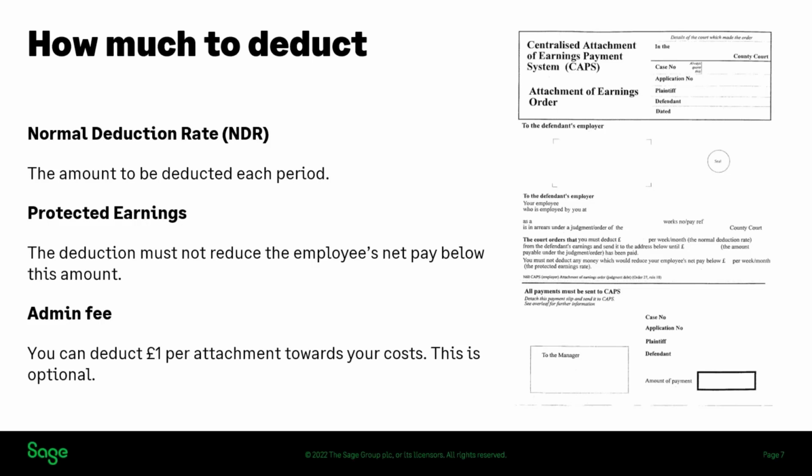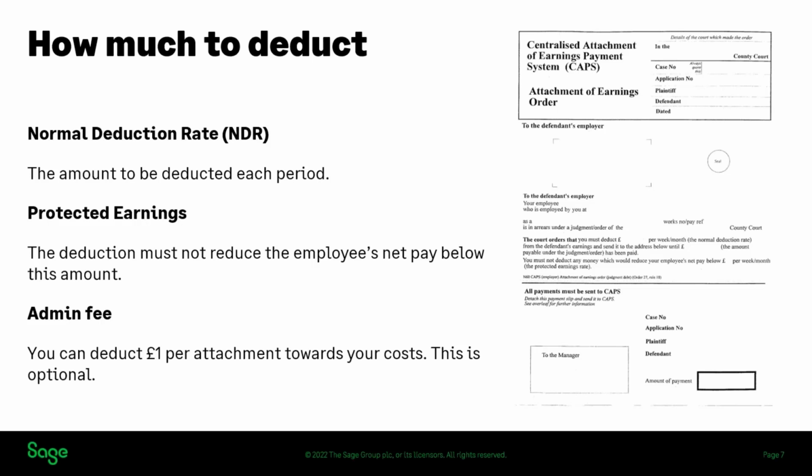And I've had a look online and I've managed to find an image of an attachment order, and this is one where it would indicate the amount to deduct and a protected earnings amount. Although with child support orders, the protected earnings is sometimes expressed as a percentage. So 60% is the protected earnings proportion in those cases.